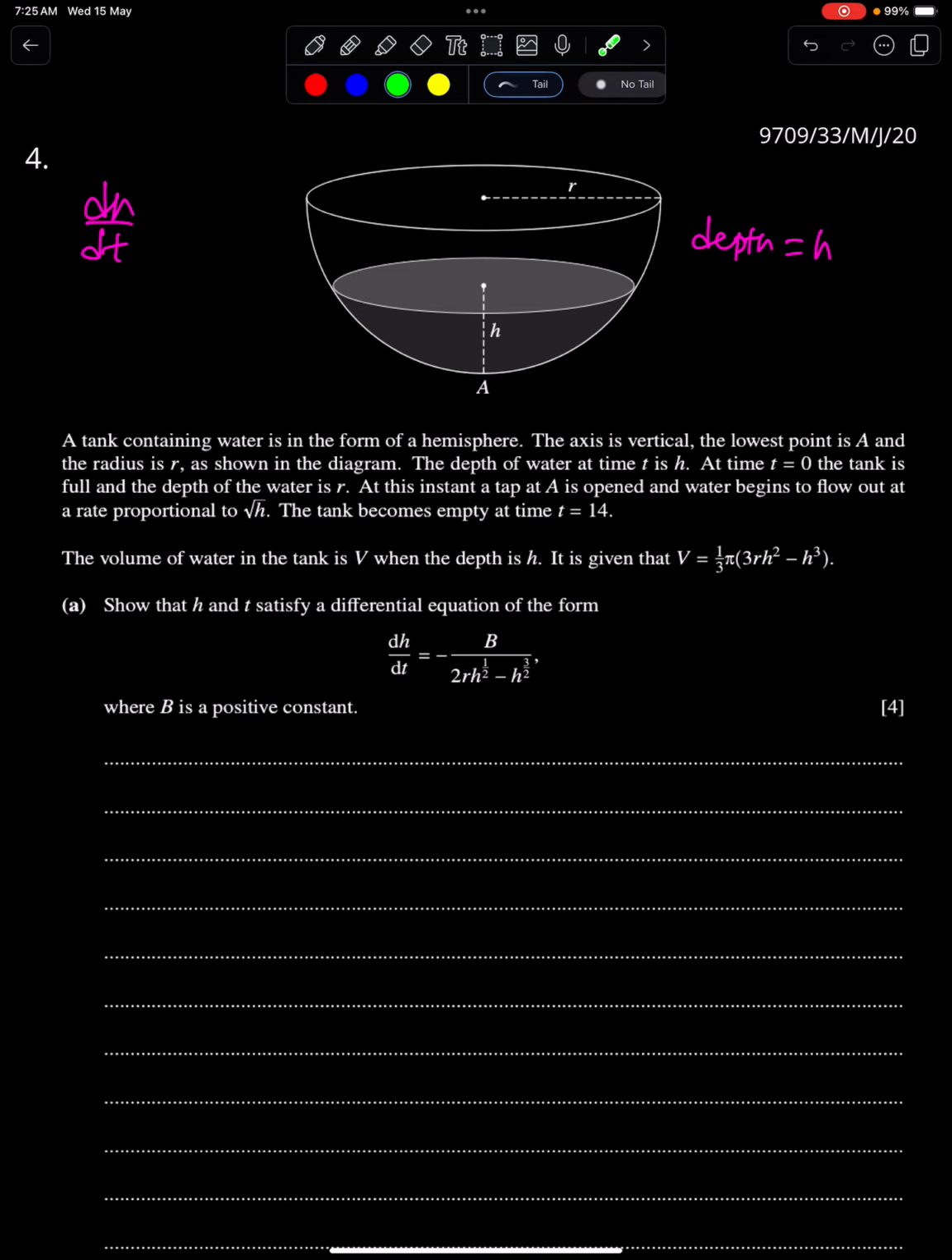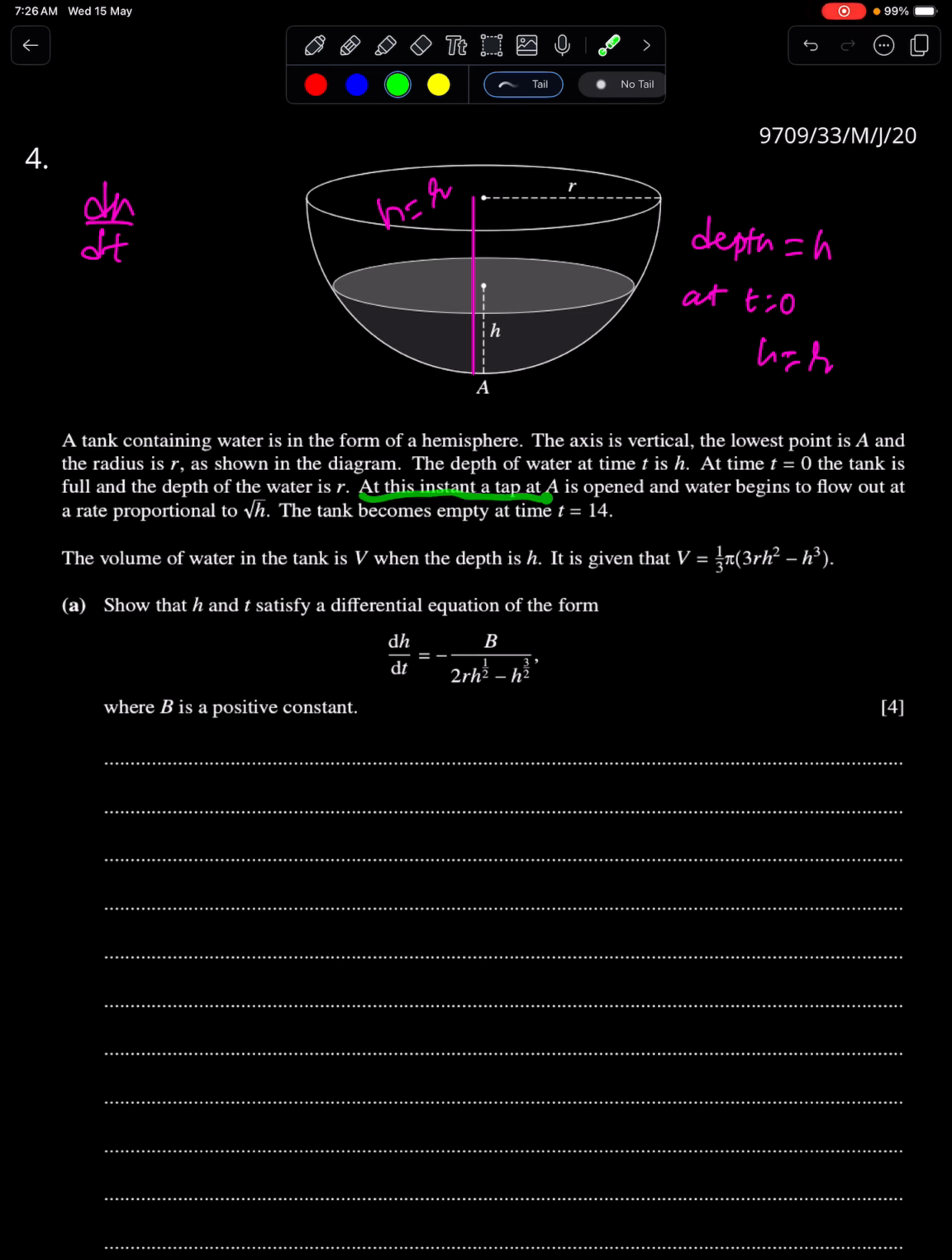At time t0, the tank is full. This means at t0, the depth is r. Full means this, and this is the radius. Depth is h and it is r, because if this is r, then this must be r. At this instant, a tap, it's mentioned full and the depth of the water is r.